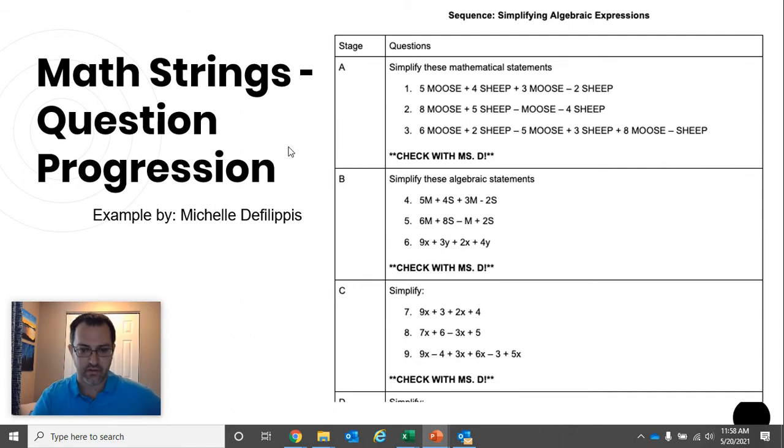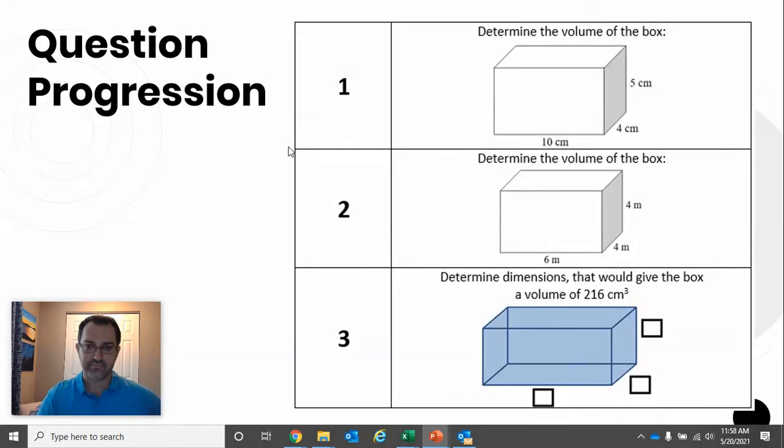And it's only a starting point. There's more questions that would follow. But it's that idea of, if I give them the first question, get them thinking about it, how can that help then lead into question 2, lead into question 3, and so on. Here's another example that I made up. And this one has to do with volume again. And it's just volume of a rectangular prism.